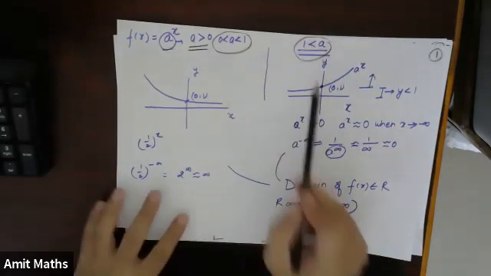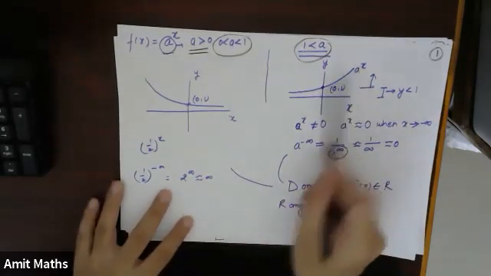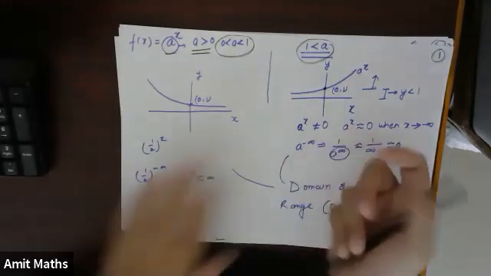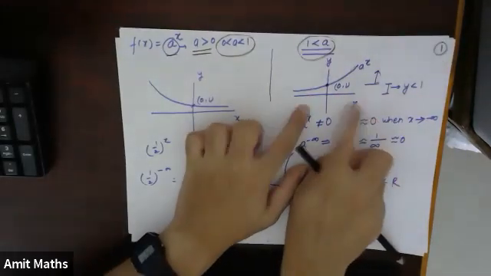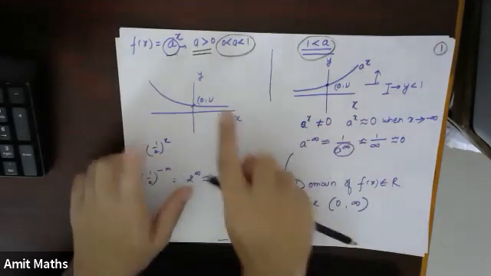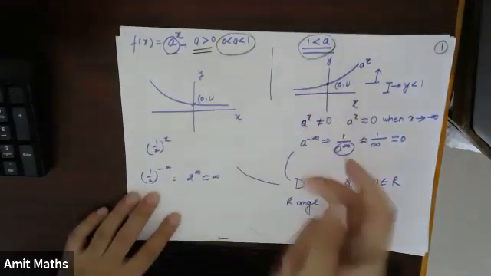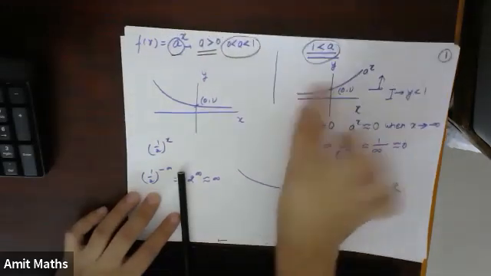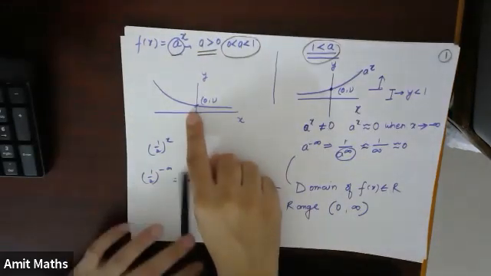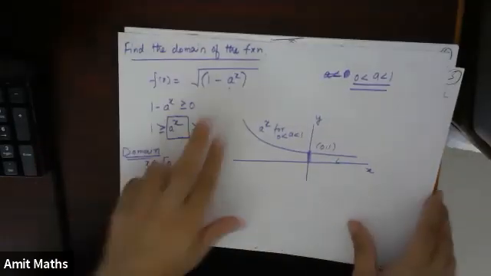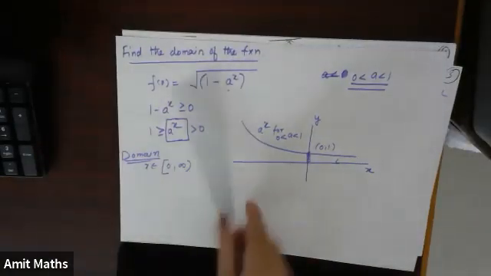For a greater than 1, this will be the graph of the exponential function. For a less than 1, this will be the graph. Just remember the one for greater than 1. For less than 1, it will be exactly flipped. Just look at this. If I exactly flip this, this will be there. Understood?